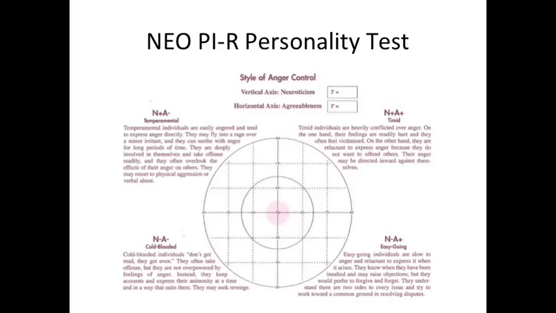Also, we have the easygoing, who aren't that neurotic and are agreeable. These tend to be fairly laid back. And then, of course, there are the cold-blooded individuals, people who are not that neurotic, but are not that agreeable either. They do not get mad, but they get even. So, by combining neuroticism and agreeableness, we're able to see the style of anger control that a student tends to focus on.